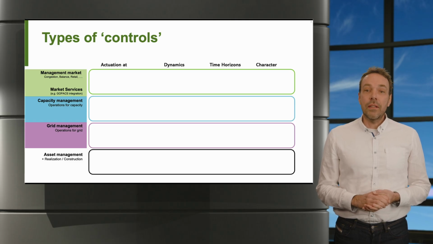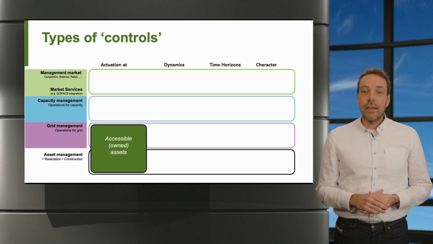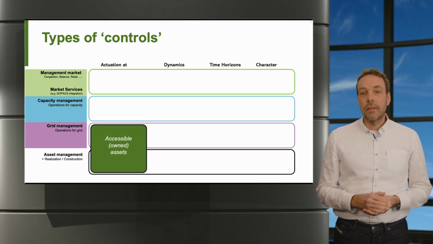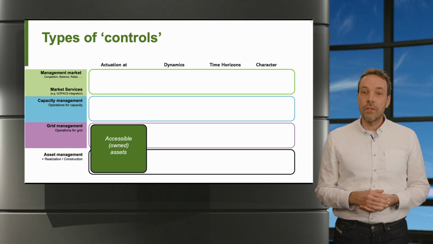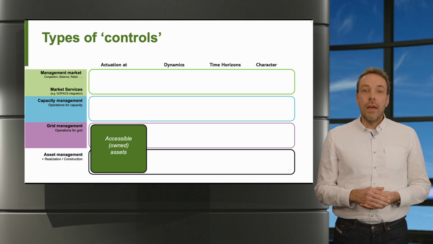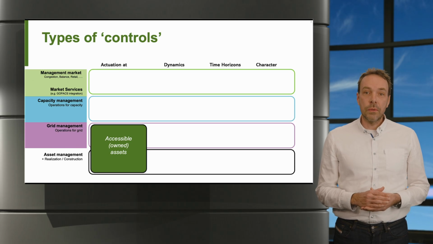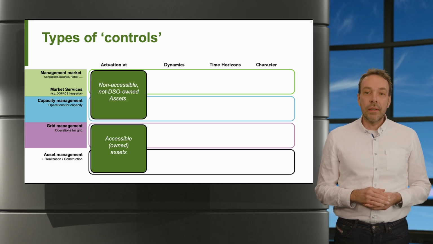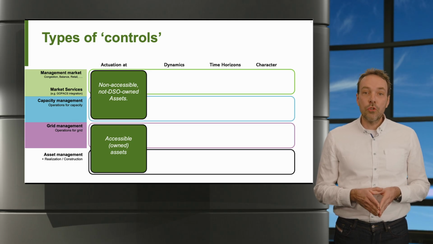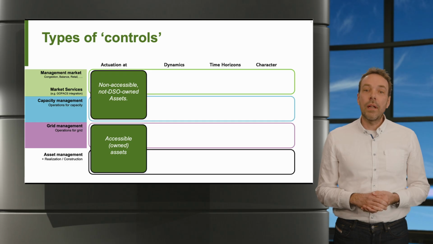First, we look at the actuation options available on the lower layers, like assets and grid management. We act on assets that are owned or directly accessible by the DSO, so the former grid operators. Here we have real direct control. On the upper layers, we act on the customer or market assets that we don't own. In that case, we don't truly control them. We only rely on them to respond.